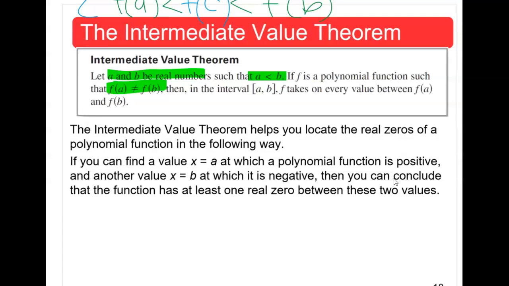So then for that interval where a and b are located, there is a value in between them for which there's an x value. So let's break this down into x values again.